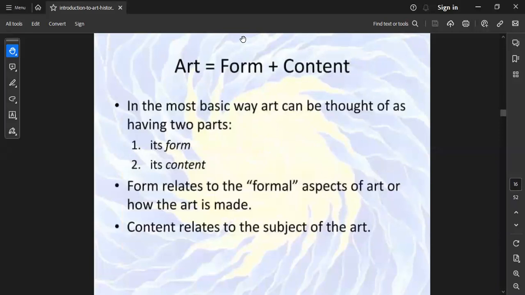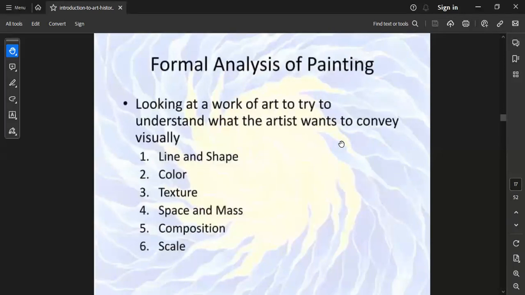Now we have a certain fundamental aspect: art is basically divided into form and content. So form basically defines the theme, what theme it belongs to, and content speaks about whether it's a landscape or a portrait or any other kind of work. Now, if we talk about the formal analysis of painting, these are a few basic things that we can find. And if you have attended the class on the elements of design, you will know that most of these things have been covered there.